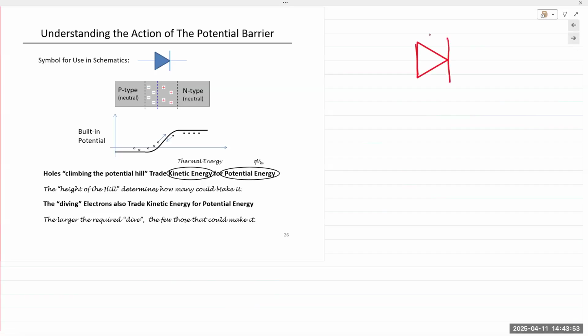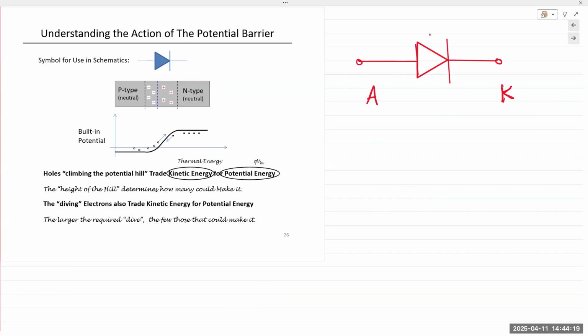Assuming everybody by now is familiar with the symbol for a diode. Yes. Arrowhead with a bar at one end of the arrow, at the tip of the arrow. That's the anode, that's the cathode. The naming convention is from the vacuum tube diodes.